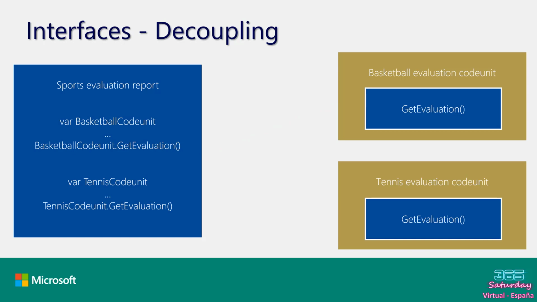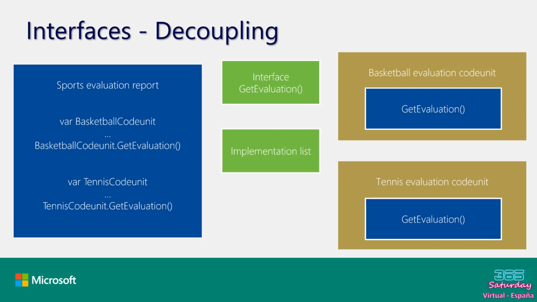So what we instead want to do is we want to remove the connection entirely. And in order to do that, we introduce something that is an interface. And that interface describes what our different evaluation codeunits can do. So in our very simple example, all they can do is to give us an evaluation. So the interface only consists of one function, and that's the get evaluation function. We also need to know what implementations are there. So if we want to use them, we need to know that there's a basketball implementation, there's a tennis evaluation, and we will see even more in a couple of minutes.